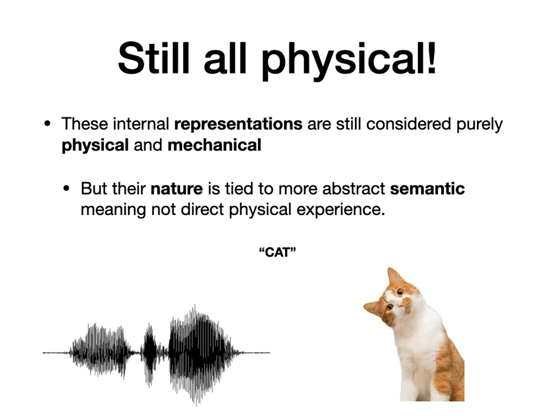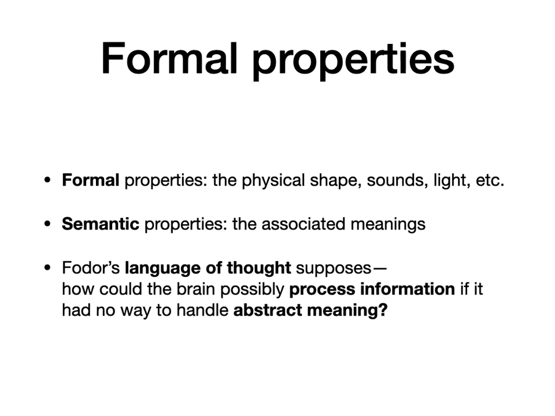So, this is where we can talk about the distinction between formal properties and semantic properties. Formal properties are the shape, the physical shape of the things that you are interacting with in the world. The light that you see, the sounds that you hear, the form, right? The form that these ideas take. The semantic properties are the associated meanings of those things. And Fodor's language of thought supposes, how could the brain possibly process information if it couldn't do abstract meaning, right? The semantic side of all this.